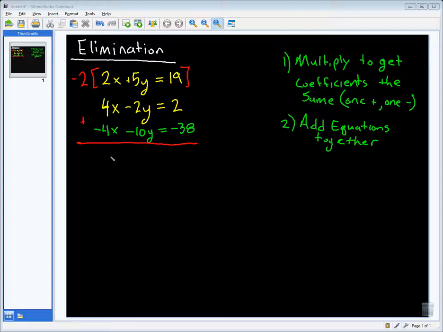So all I do is I take these two equations and I add them together. 4x plus -4x, that's 0. -2y plus -10y, that's -12y. And then 2 plus -38, that's -36. Now I can divide both sides by -12, and I get that y is equal to 3. So after you've added them together, one of the variables should eliminate, and you just have to solve for the remaining variable.